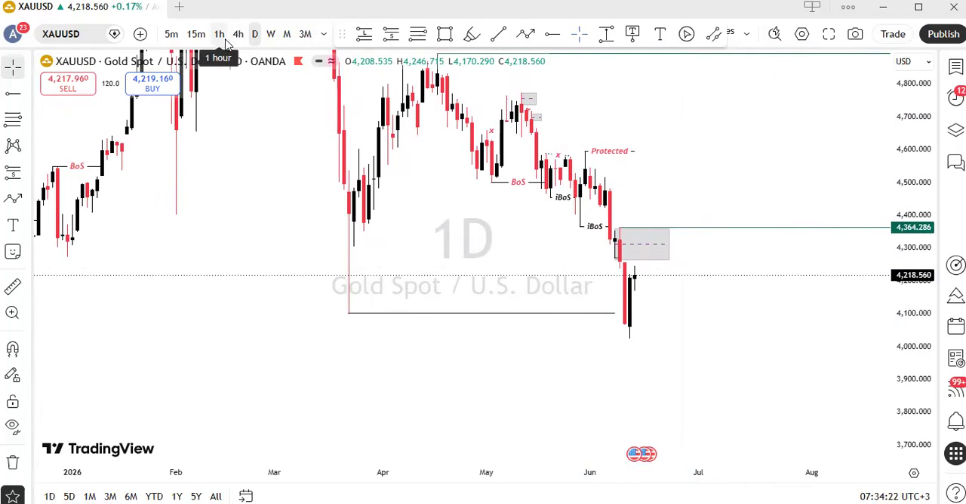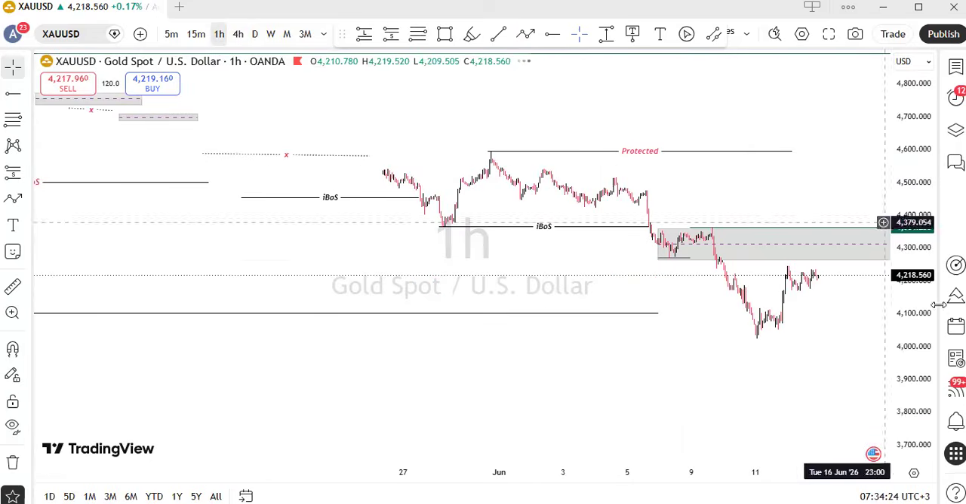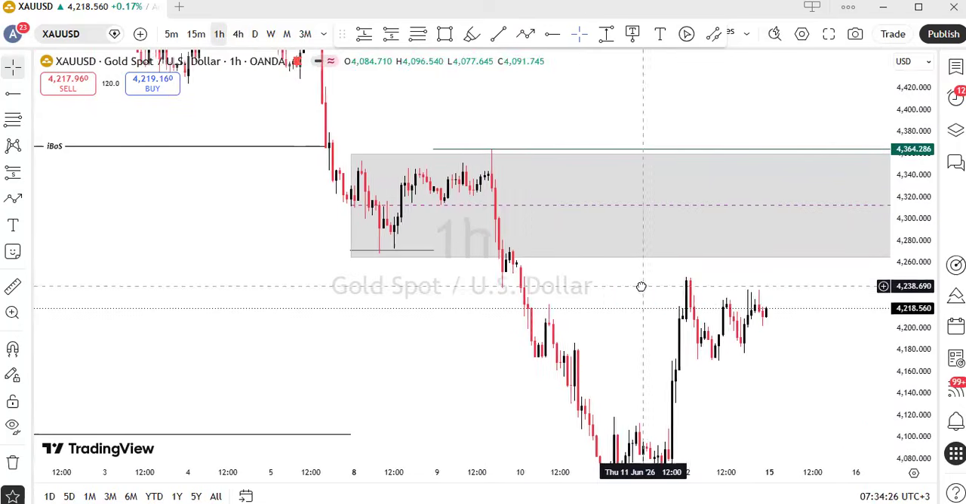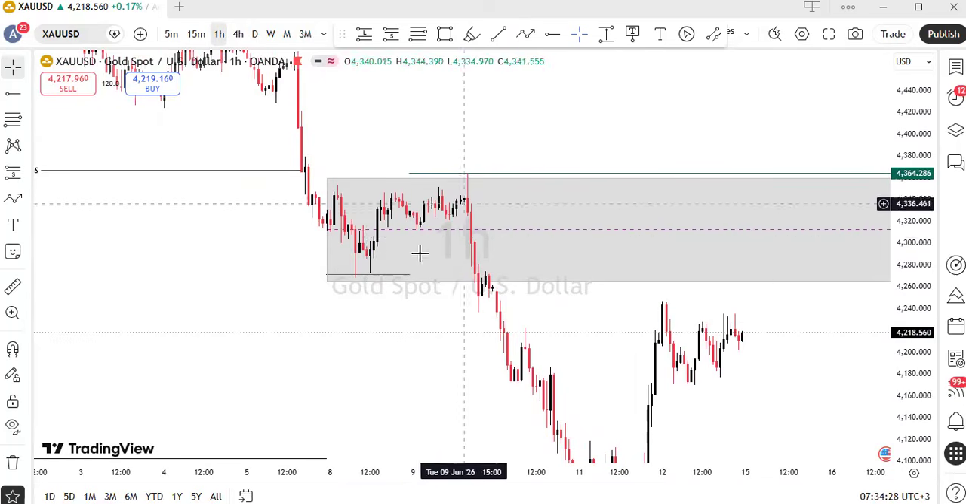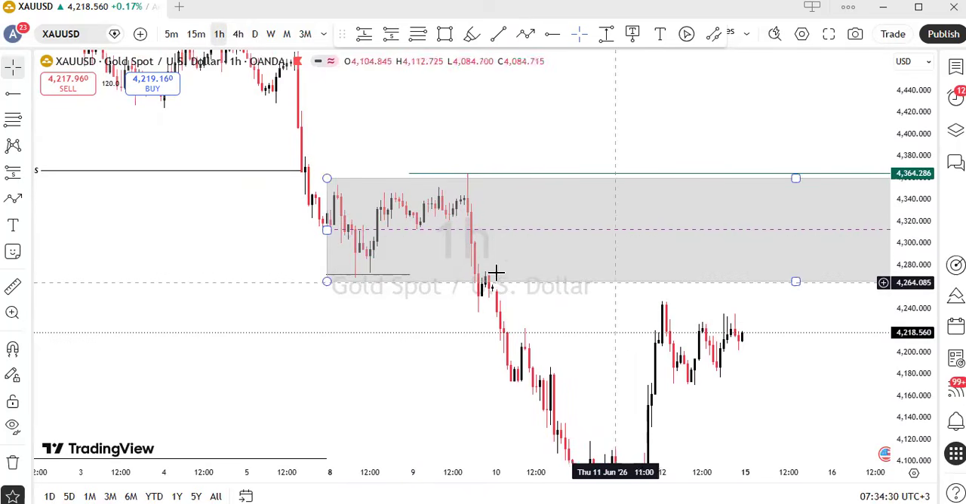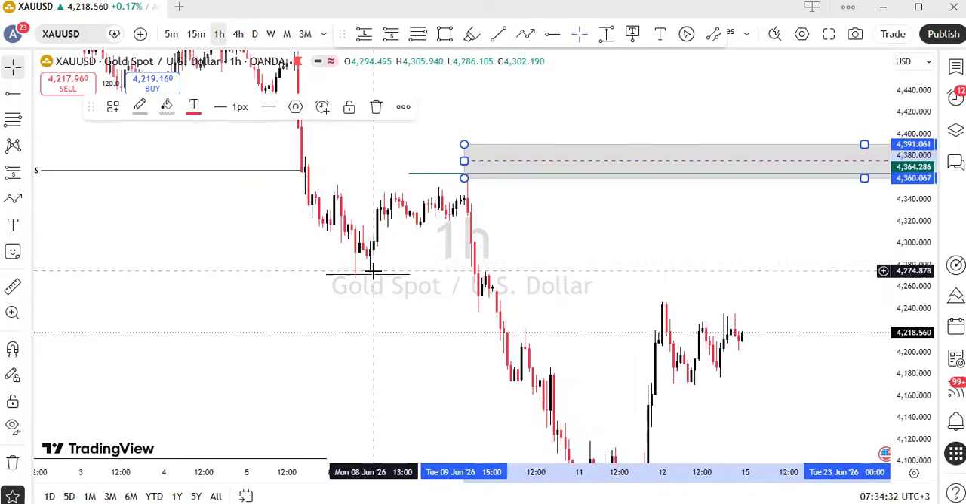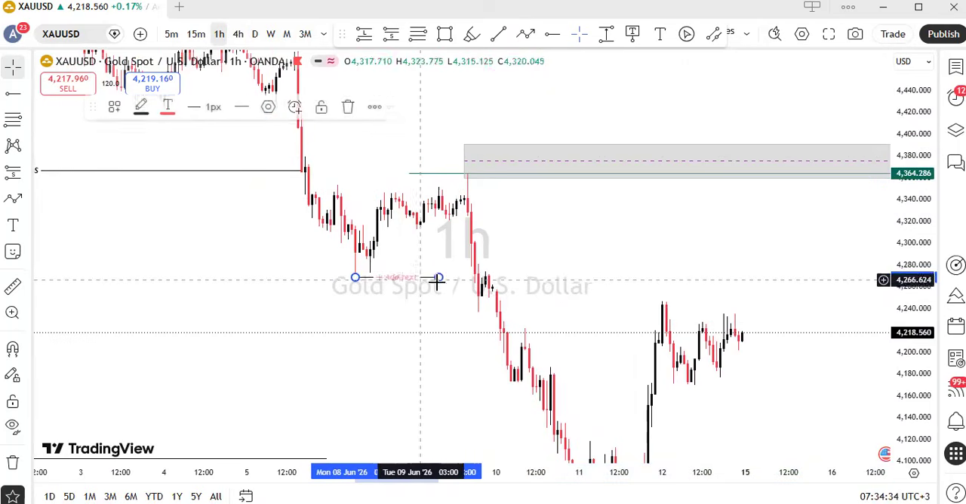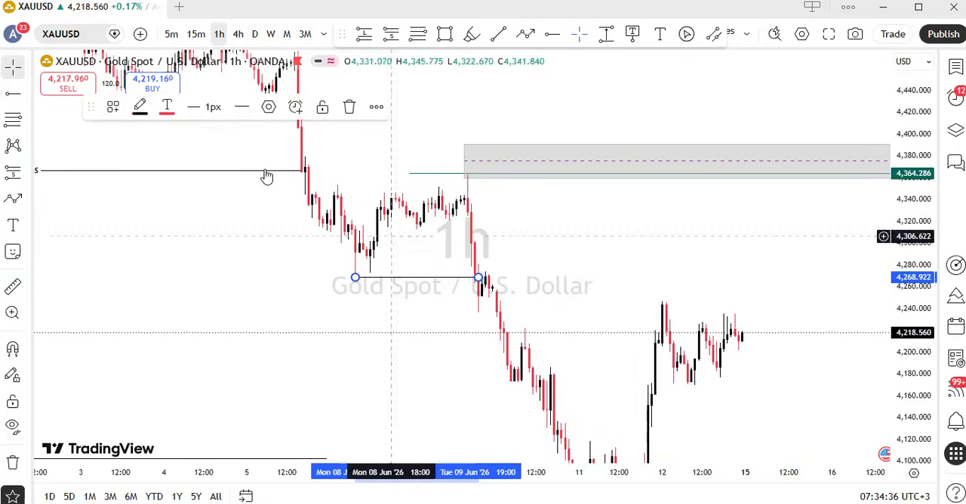Let's go down to the lower time frame. You can go to the 1 hour time frame. From the 1 hour time frame, I will always ask myself, do we have a structure within this area? And if you can agree with me, you can see very clearly that you have a very nice break of structure here to the downside.